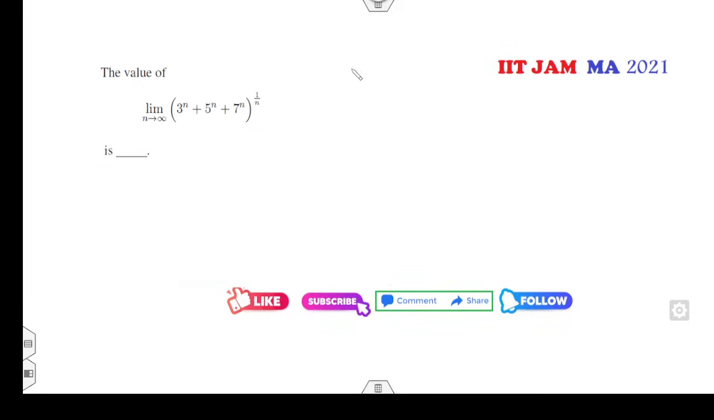Okay, limits of this. So again, which is equal to the maximum of a1, a2, a3. That is, 7 is the right answer. Fine.